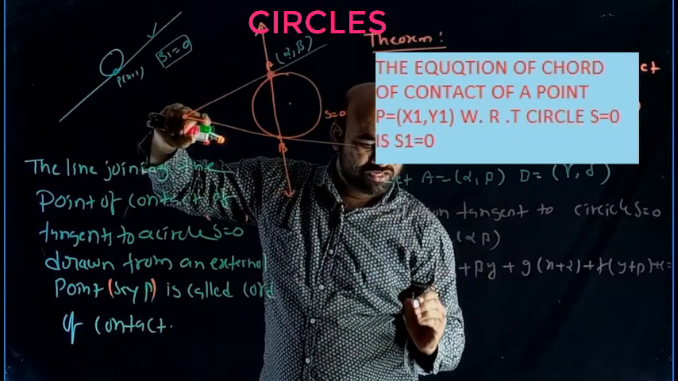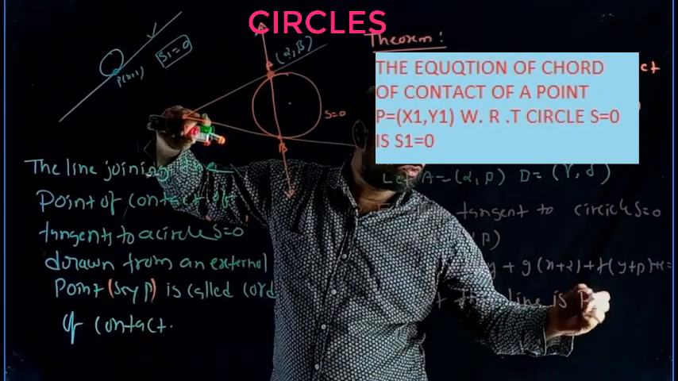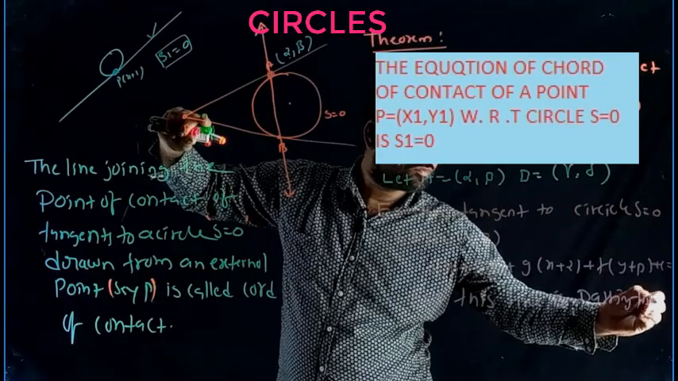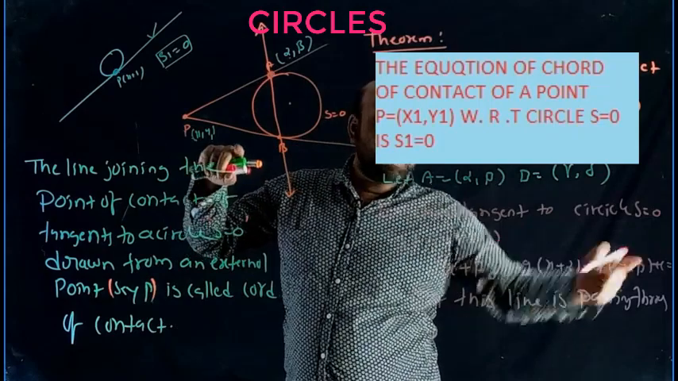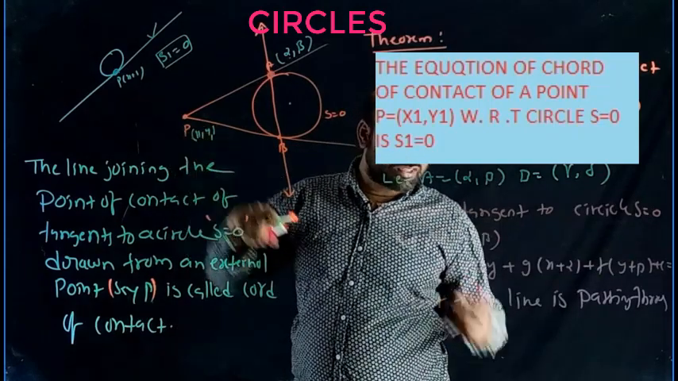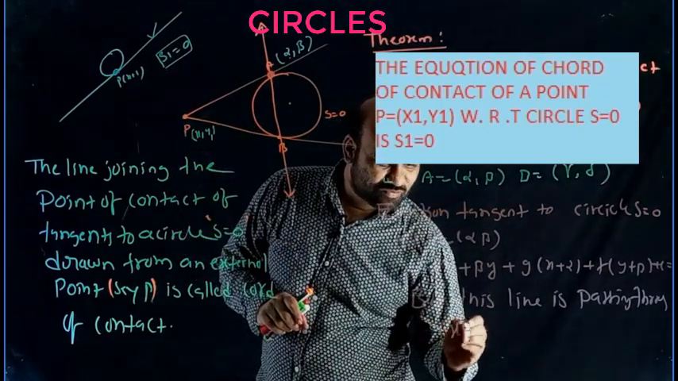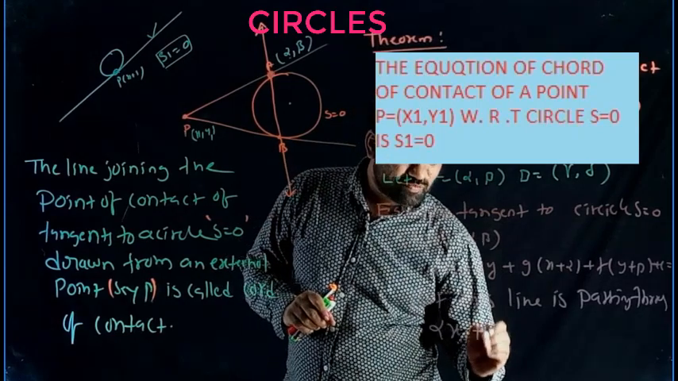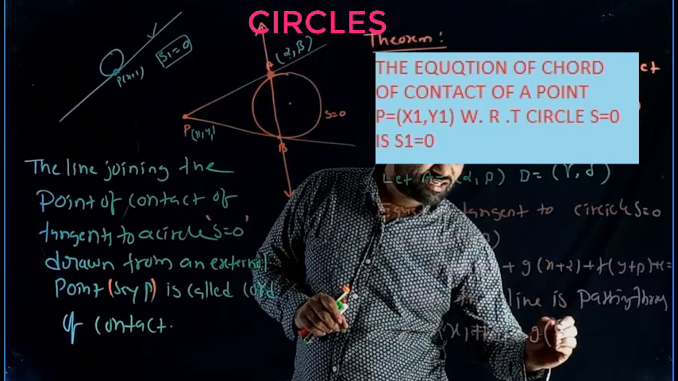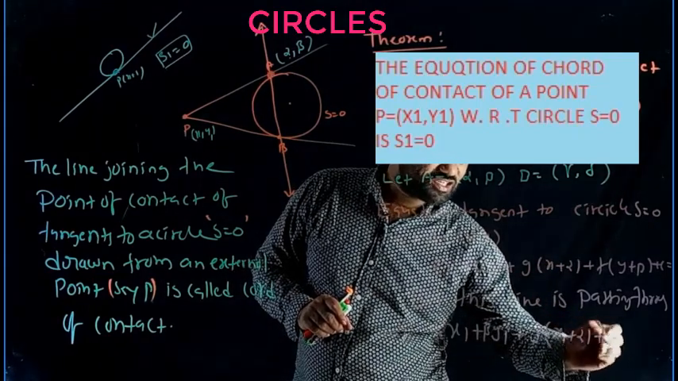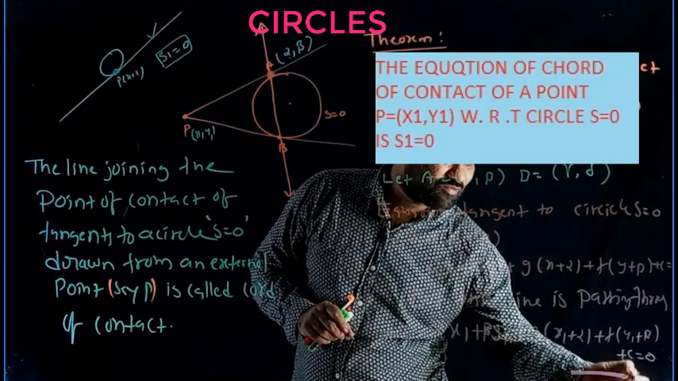But this line is passing through x1 y1. So this line should be satisfied by that point, or that point should satisfy the algebraic condition. So instead of x I can write x1, instead of y I can write y1. So alpha x1 plus beta y1 plus g times of x1 plus alpha plus f into y1 plus beta plus c equal to 0. This is one of the important results.